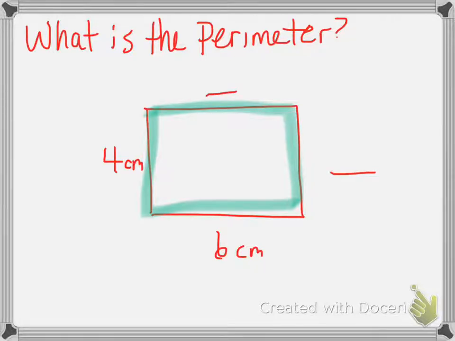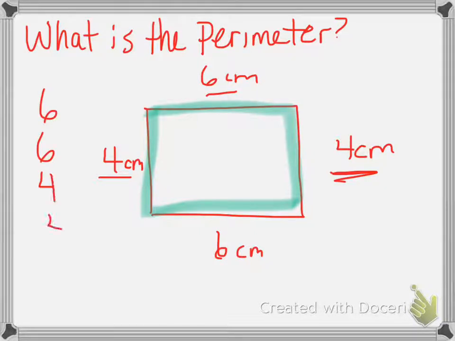sides first. All right, so the side over here is going to be the same as the side on the left, which is 4 centimeters. And the side on the top is going to be the same length as the side on the bottom, which is 6 centimeters. So to find the perimeter, I simply add these up. 6 plus 6 plus 4 plus 4. 6 and 6 is 12. 4 and 4 is 8. So 12 plus 8 is 20. And that's 20 centimeters. That's going to be my perimeter.